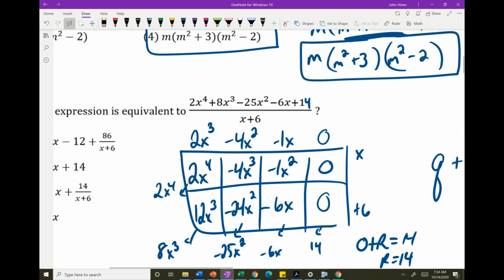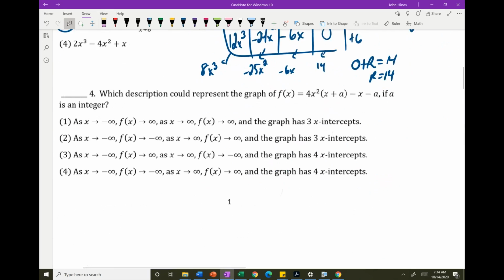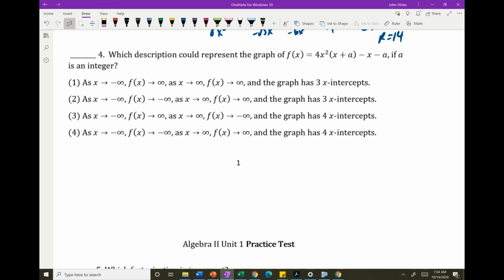A quick way you could have done this question is plug x equals negative 6 into the numerator. I could have used the remainder theorem to quickly find the remainder. Which description could represent the graph of 4x squared times the quantity x plus a, minus x minus a?